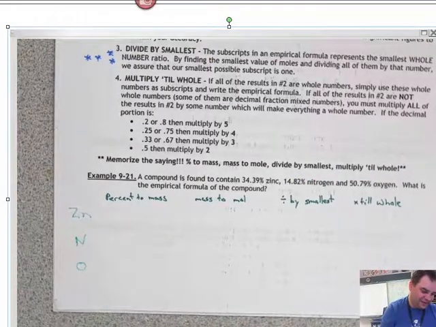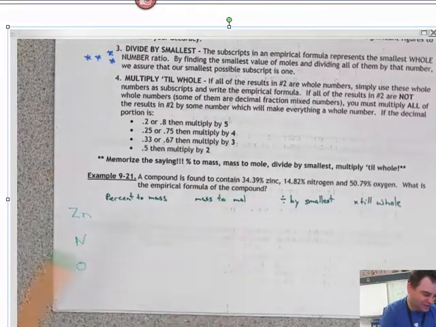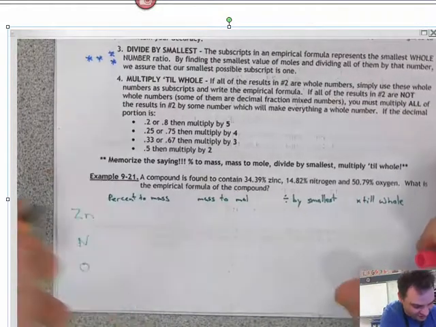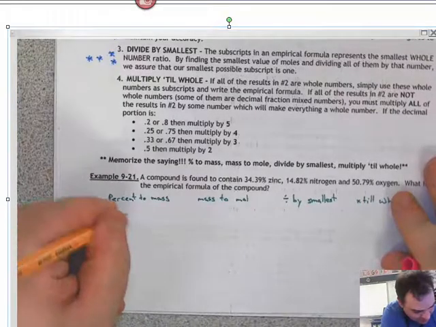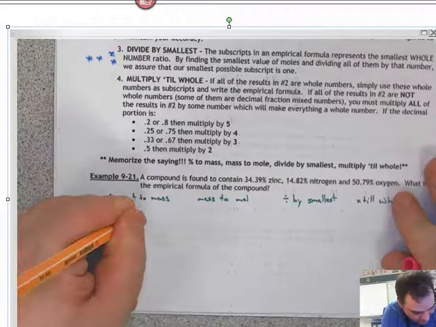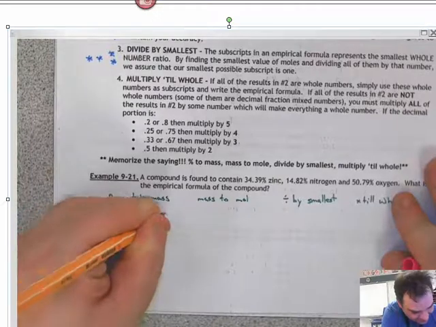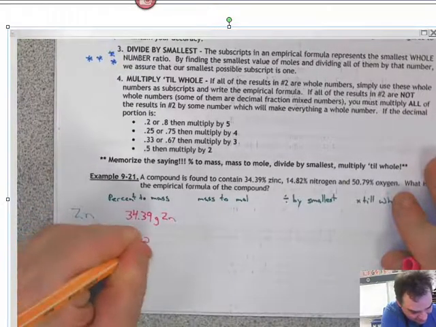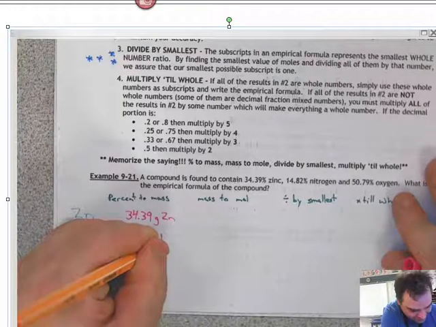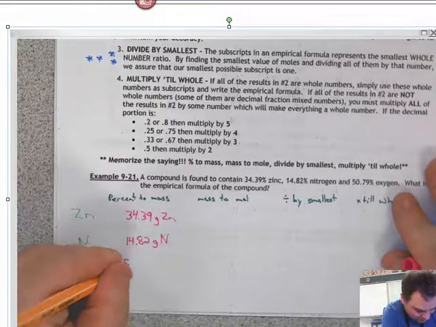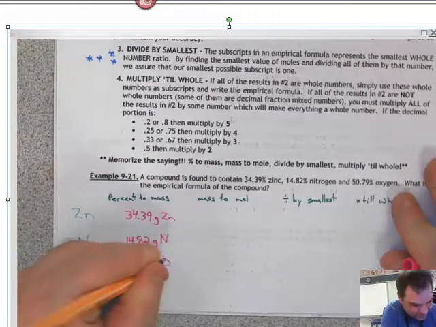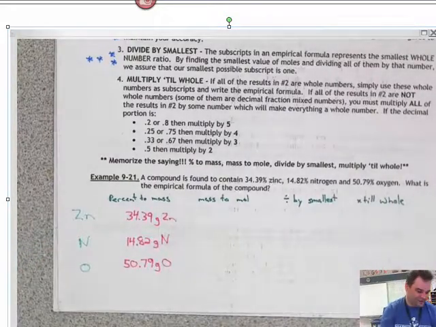So, percent to mass. The first thing I do is I take these percent signs and I assume that they're grams, especially when the percents add up to 100 like they do here. So this is going to be 34.39 grams of zinc. This is going to be 14.82 grams of nitrogen. This is 50.79 grams of oxygen. Okay.